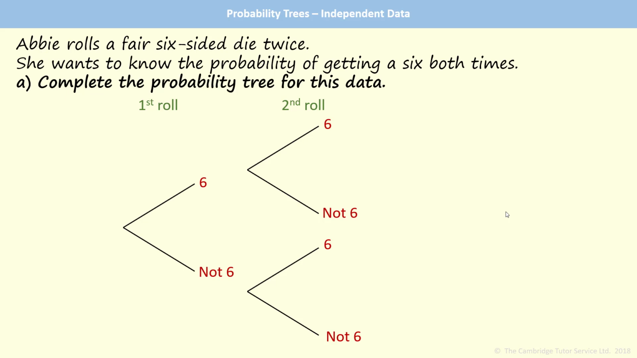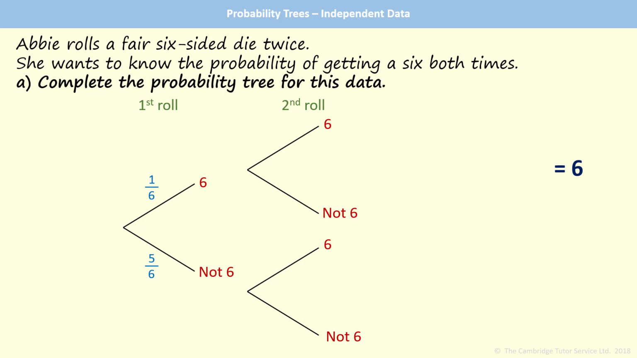So if you have a look, you'll see that you've got the first roll, and you've got a branch to say that she gets a 6, and another branch to say that she doesn't get a 6. What you have to think about here is that there are 6 sides on that die, so both of those probabilities will be out of 6. Only one of those sides is a 6, so the probability of throwing a 6 is 1 out of 6. The other 5 are not 6s, so the probability of throwing a number that isn't a 6 is 5 out of 6.